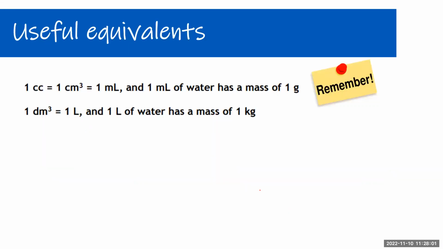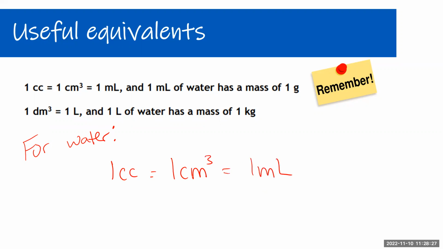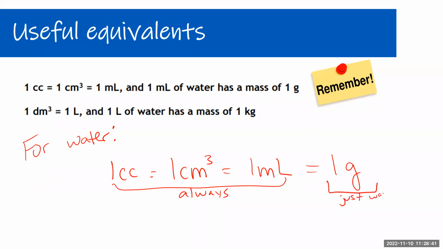Okay, so there are some useful equivalents here that you need to know. And this is not usually given on a test, okay? You need to know that for water, all of this boils down to this: 1 cc is the same as 1 centimeter cubed, because remember, cubic centimeters is what cc stands for, which is equal to 1 milliliter. This is always true, but for water, it's also equal to 1 gram, okay? So these are always true. This part is only true for water, okay?